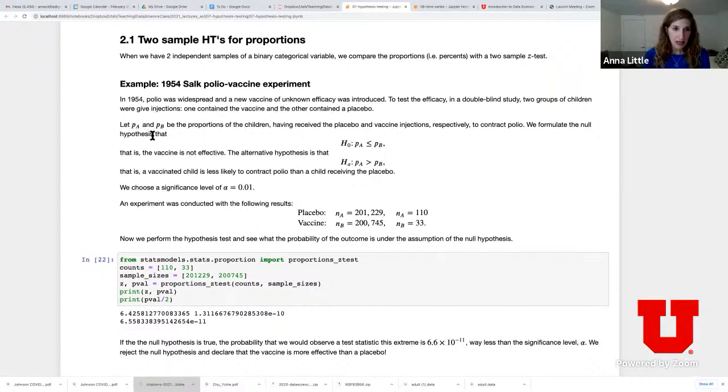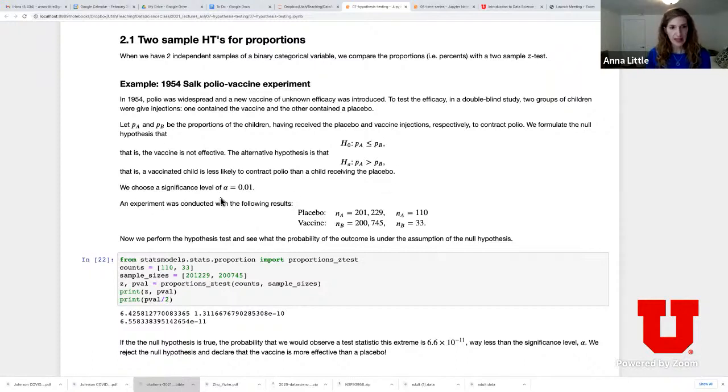So here, PA and PB will be the proportions of the children, the PA being the proportion that got polio that were given the placebo, and PB being the proportion that got polio that were given the vaccine. So if the vaccine is effective, what would we expect? We would expect that the percent who get polio that were vaccinated is smaller than the percent who got the placebo. And because that's what we're trying to show evidence for, we make that our alternate hypothesis, and the null hypothesis being that PA is less than or equal to PB.